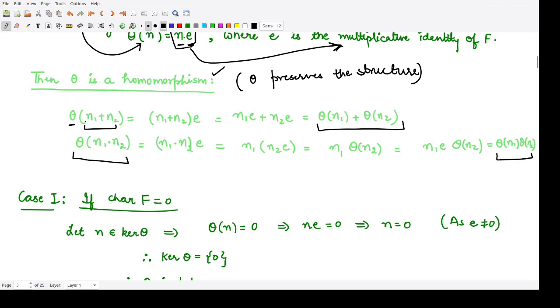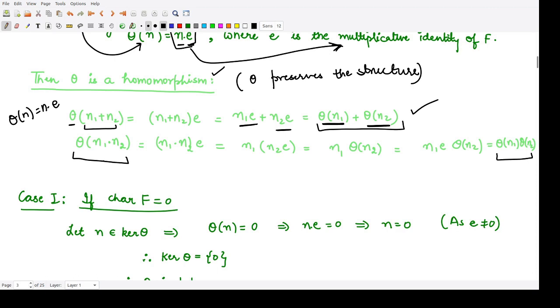By definition, because theta of n is defined to be n into the multiplicative identity, theta of n1 plus n2 should be equivalent to n1 plus n2 into e. Now we can simply multiply using the distributive law. We can write this as n1 into e plus n2 into e. Now what is n1 into e? It is theta of n1, and n2 into e is theta of n2. So this first part is proved very easily.